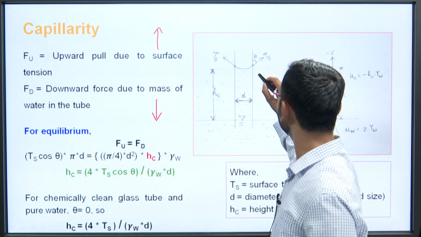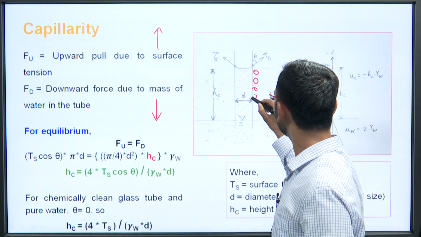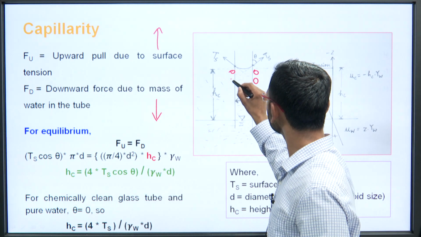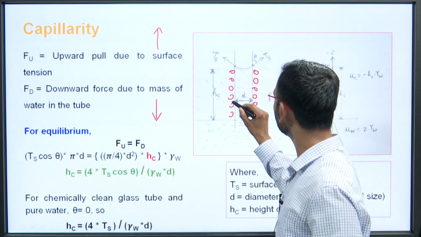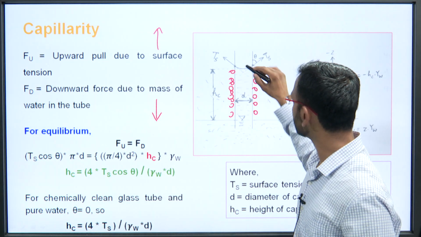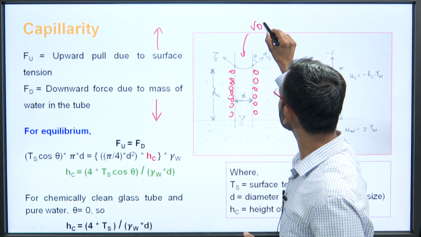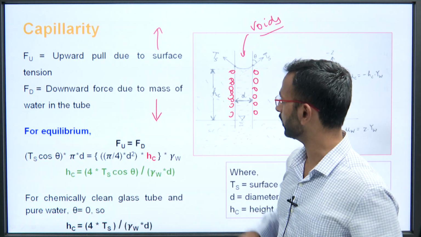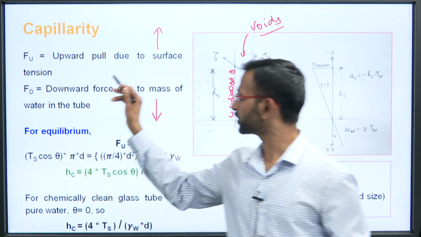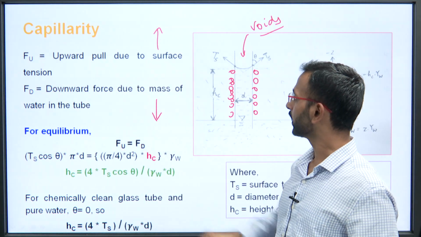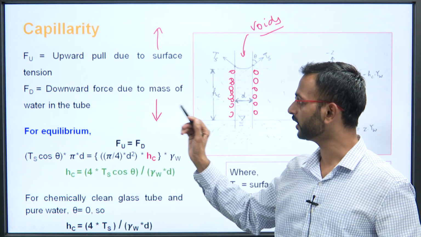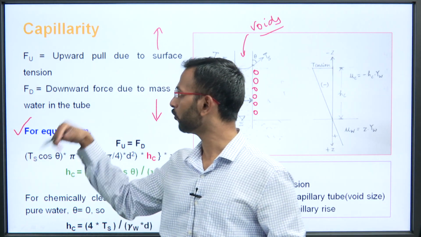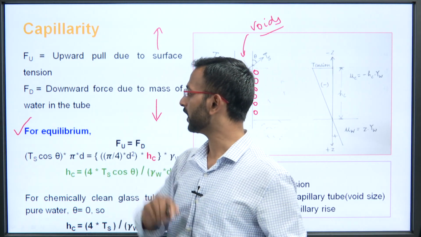The soil solids will be at the sides, and the centermost portion will be the voids. This portion acts as the voids of the soil. So the upward pull is there due to the surface tension, and the downward force is due to the mass of the water in the tube. So for equilibrium, what happens? Fu will be equal to the Fd force.